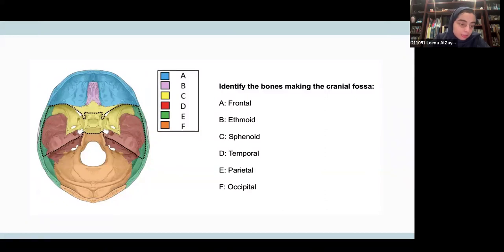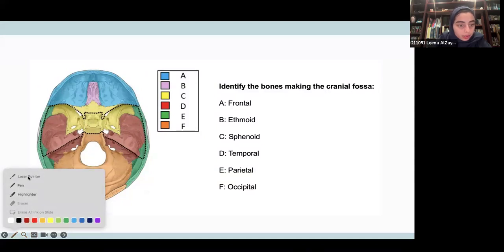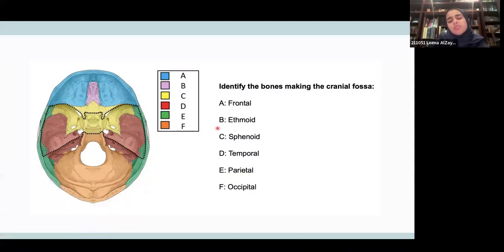But basically, let me get my laser thing. Okay, one laser. So identify the bones. We know this: frontal, occipital, parietal. The butterfly-like yellow thing is called the sphenoid bone, and the red one is called the temporal bone, obviously.